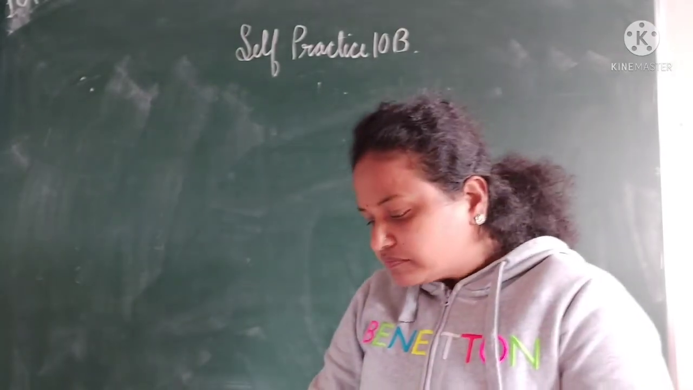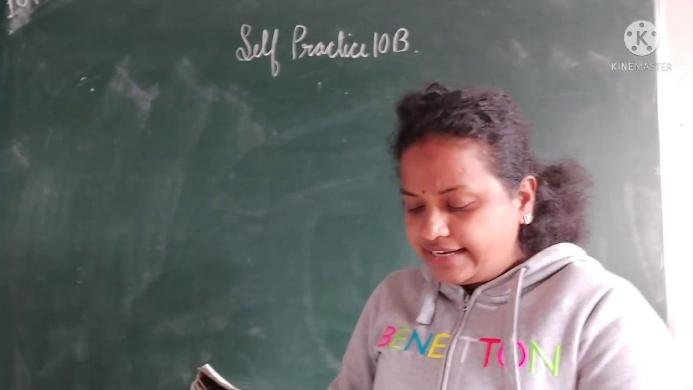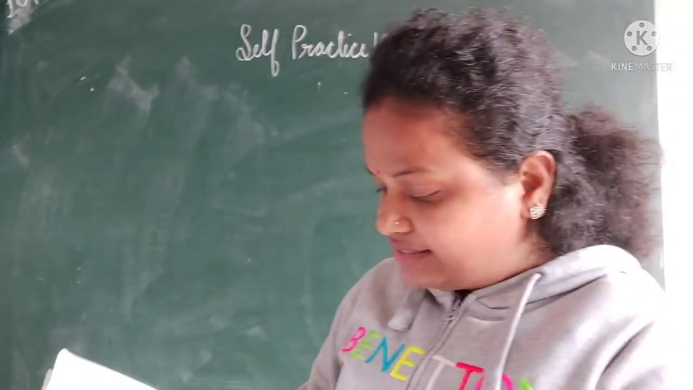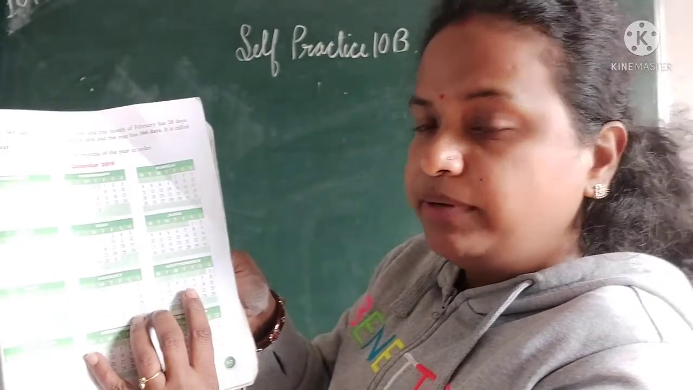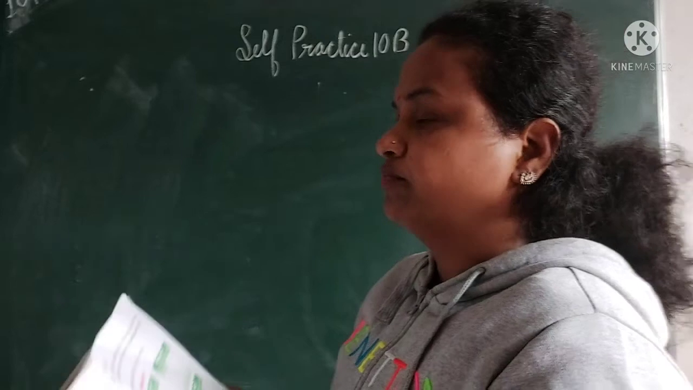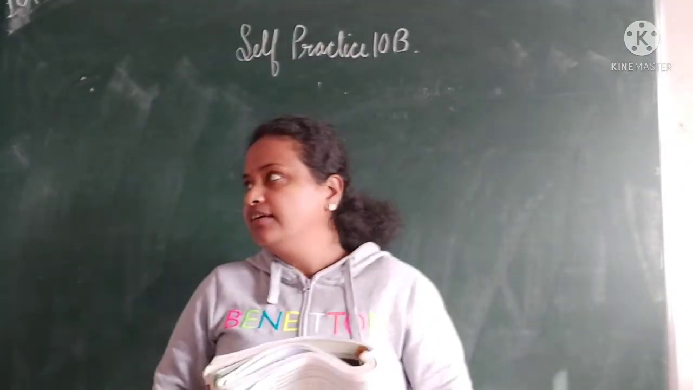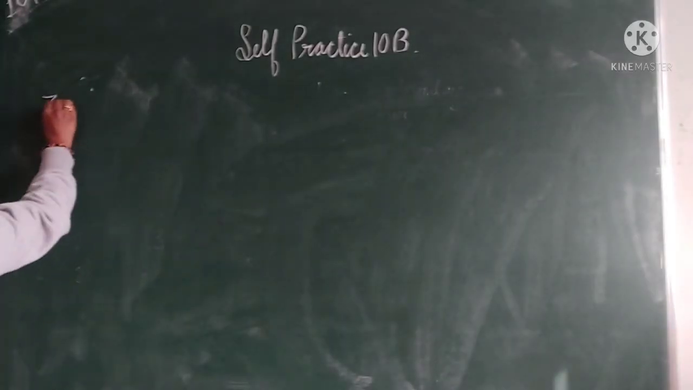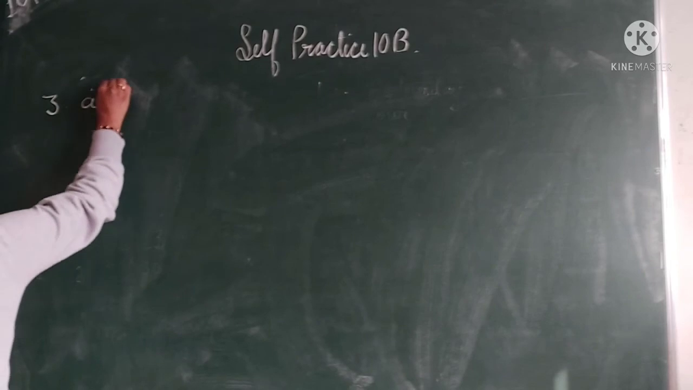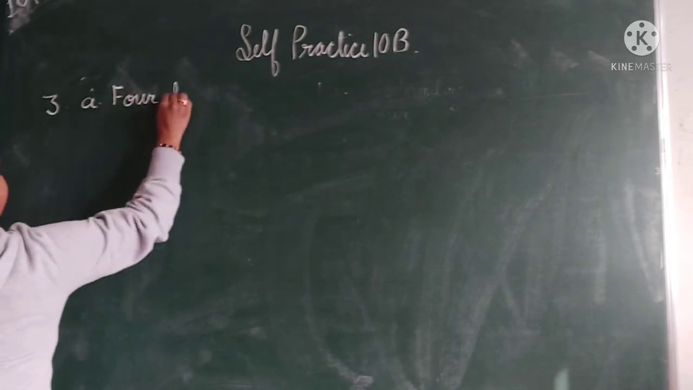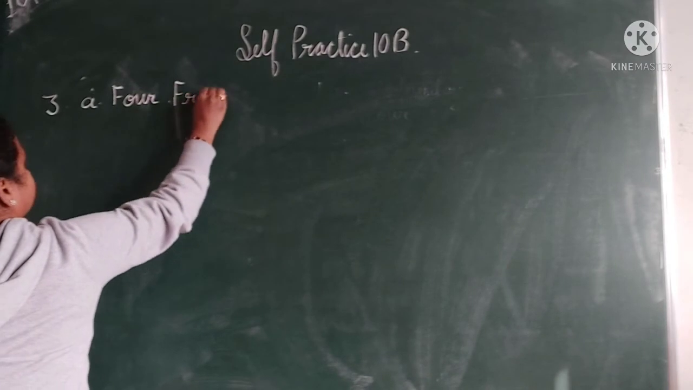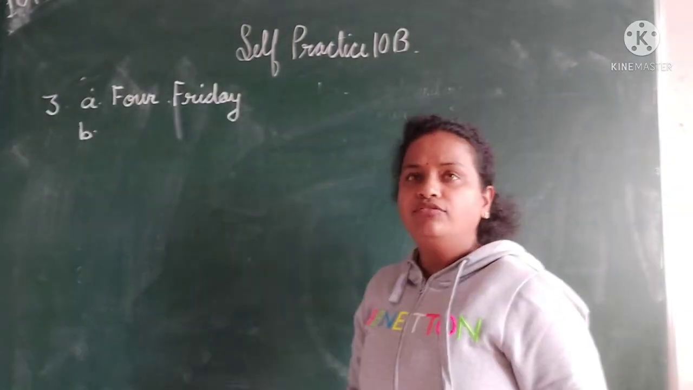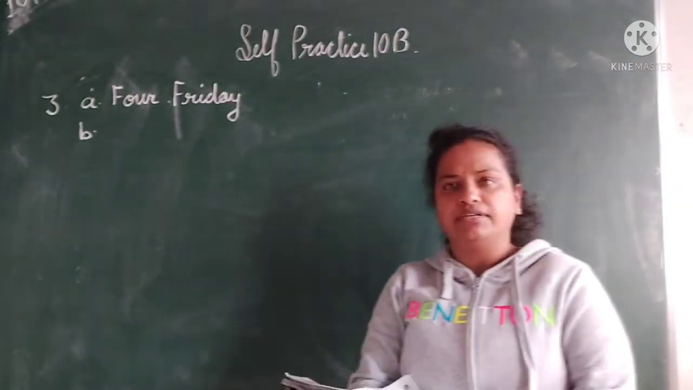Now, how many Fridays are there in the month of September? Now you have to see from the calendar. Open September. How many Fridays are coming? 1, 2, 3, 4. Okay. How many Fridays are there in the month of September? So there are total 4 Fridays. Total 4 Fridays are there in the month of September.